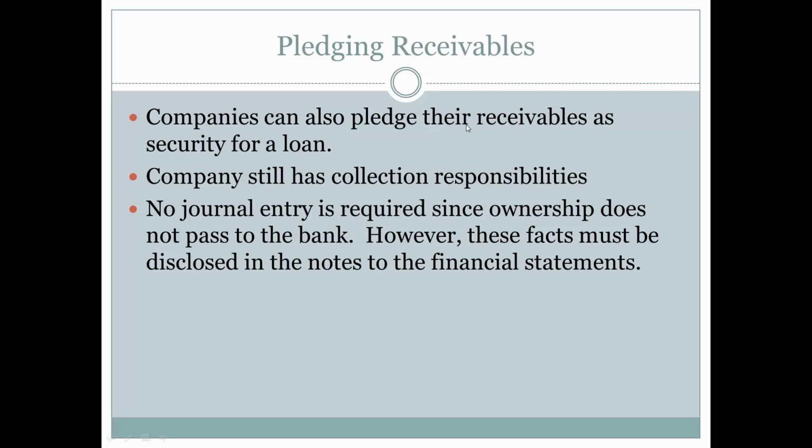Companies can also pledge their receivables as security or collateral for a loan. The company still has the collection responsibilities and still carries it on its balance sheet. No journal entry is required since the ownership doesn't pass to the bank or the factor. However, these facts must be disclosed in the notes to the financial statements that the accounts receivable has been pledged as collateral for the loan.